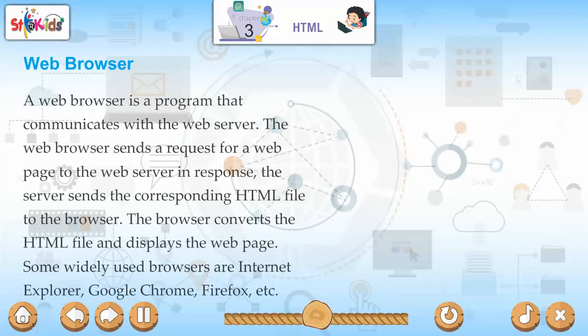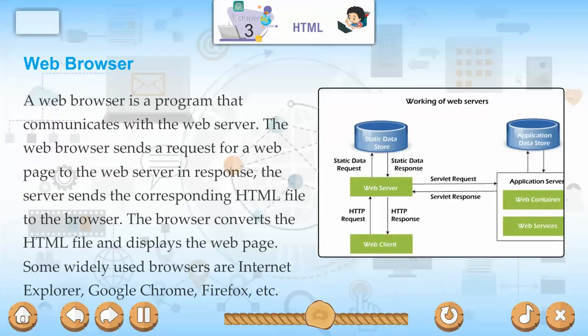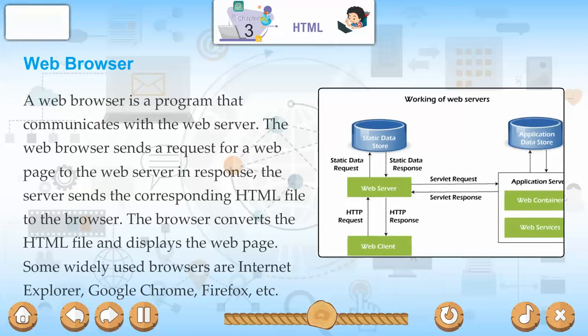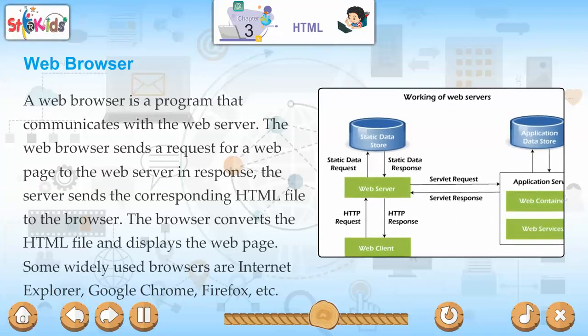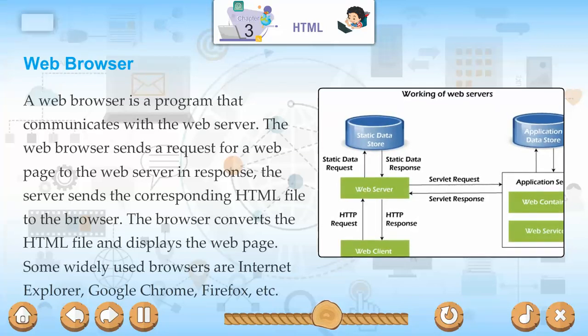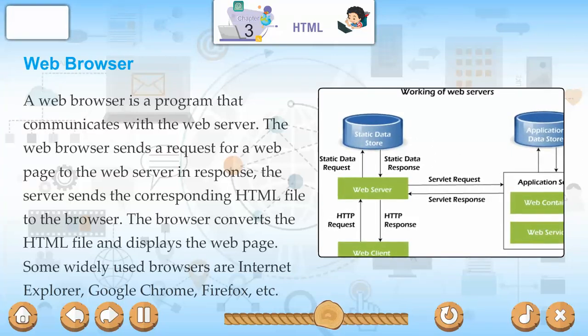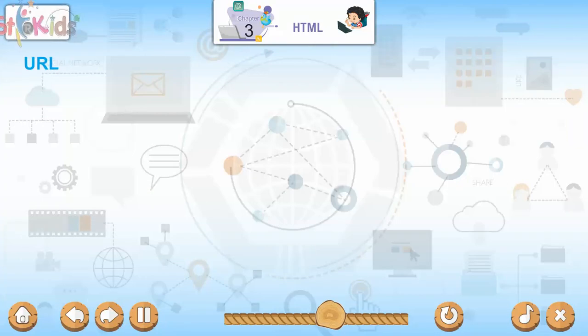Web browser. A web browser is a program that communicates with the web server. The web browser sends a request for a web page to the web server. In response, the server sends the corresponding HTML file to the browser. The browser converts the HTML file and displays the web page. Some widely used browsers are Internet Explorer, Google Chrome, Firefox, etc.